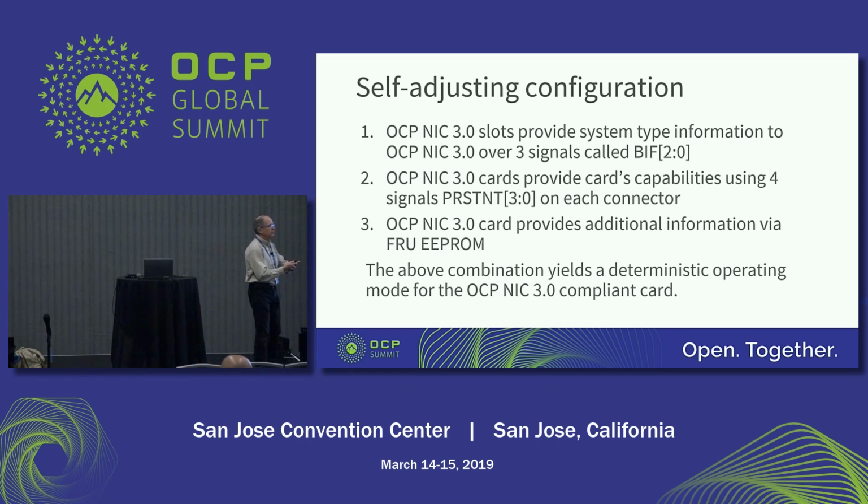The combination of that yields the operating mode. And the definition of OCP NIC was exactly to guarantee that the negotiation or agreement is well defined. So if you open the spec, it's exactly defined for each and every combination of those two declarations. The system declares what it is, the card declares what it can do, and the outcome is well defined.